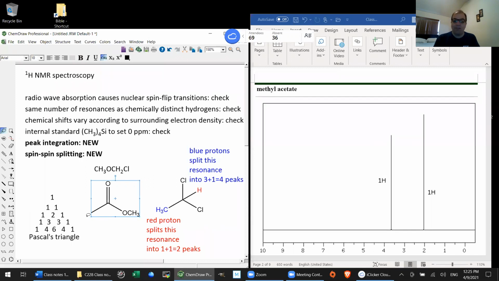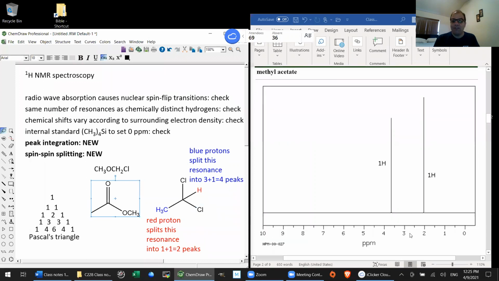But since they're both 3H resonances, they come out with the same integral. And just as we said, this one's at about 2.1. That's right on the money for protons that are alpha to a carbonyl. And this one here is at about 3.7, very typical range for protons that are alpha to oxygen. So far so good. And if we stopped here, proton NMR would be very easy.